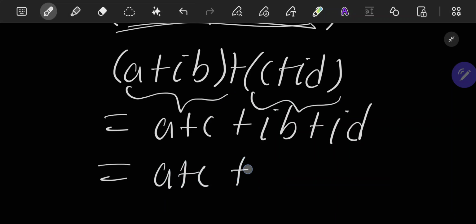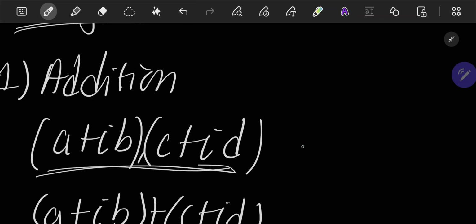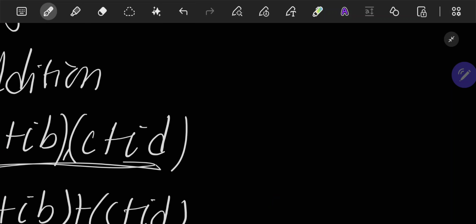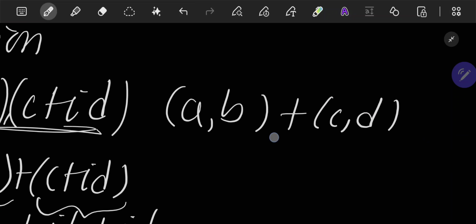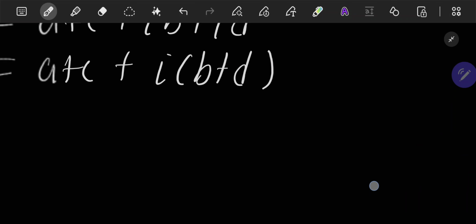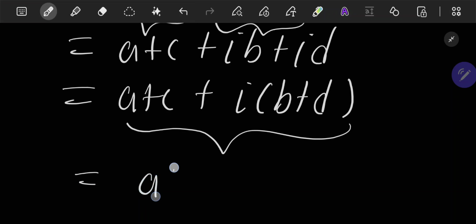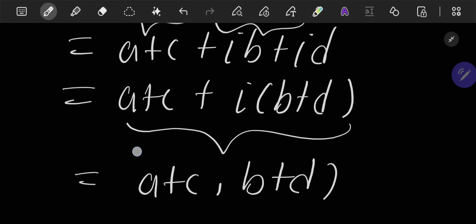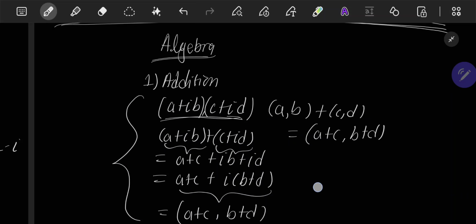And A plus C plus I times B plus D. Now, if these were expressed in terms of ordered pairs, we would have A, B, and C, D. Now, if we add these two ordered pairs, we have A plus C and B plus D, which is the same thing that we obtain this way. So if we express this as an ordered pair, we get the same thing. So A plus C and B plus D. So yeah, this is how you add complex numbers.